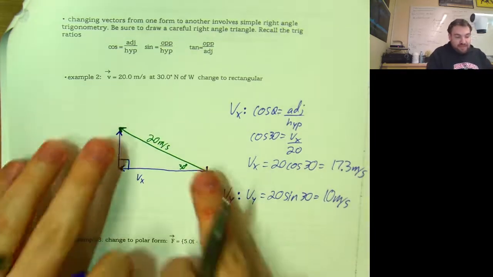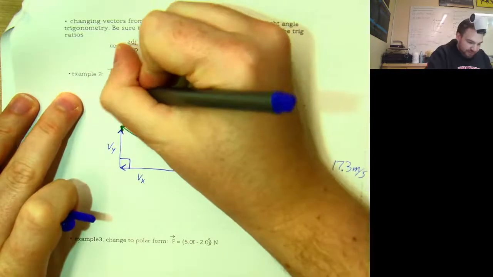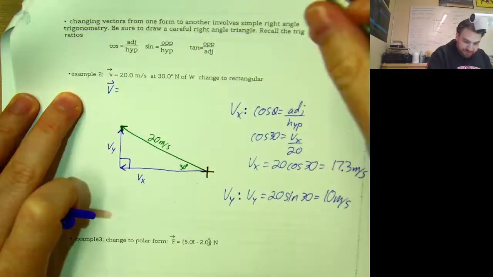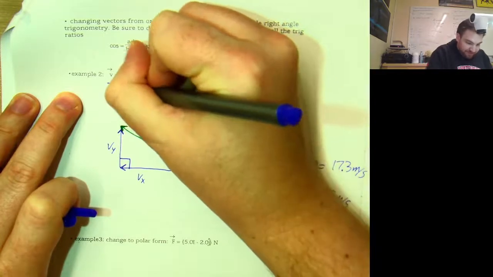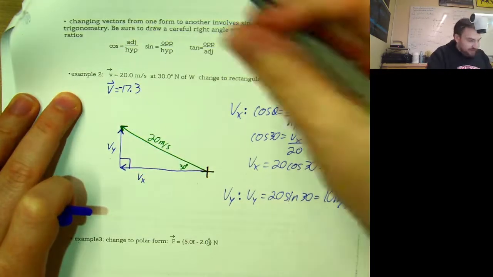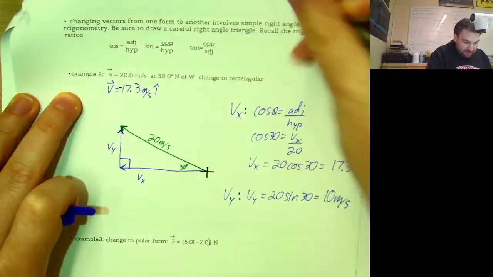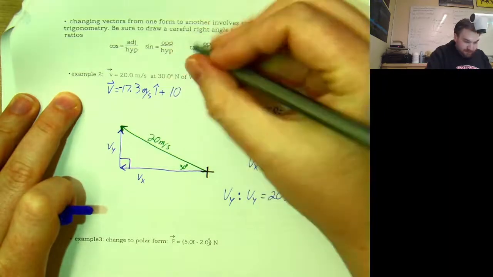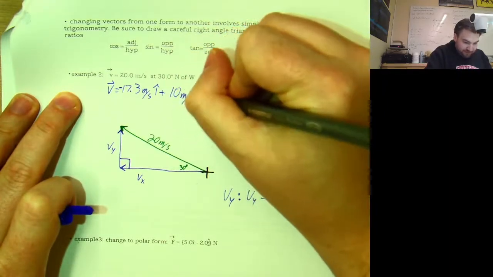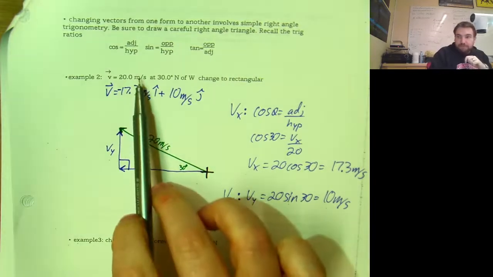So this is how we wrote this thing in polar. In rectangular, we would say that V is equal to negative 17.3, because it's going to the left, 17.3 meters per second I hat, plus, because it's going up, 10 meters per second j hat. Polar, rectangular.